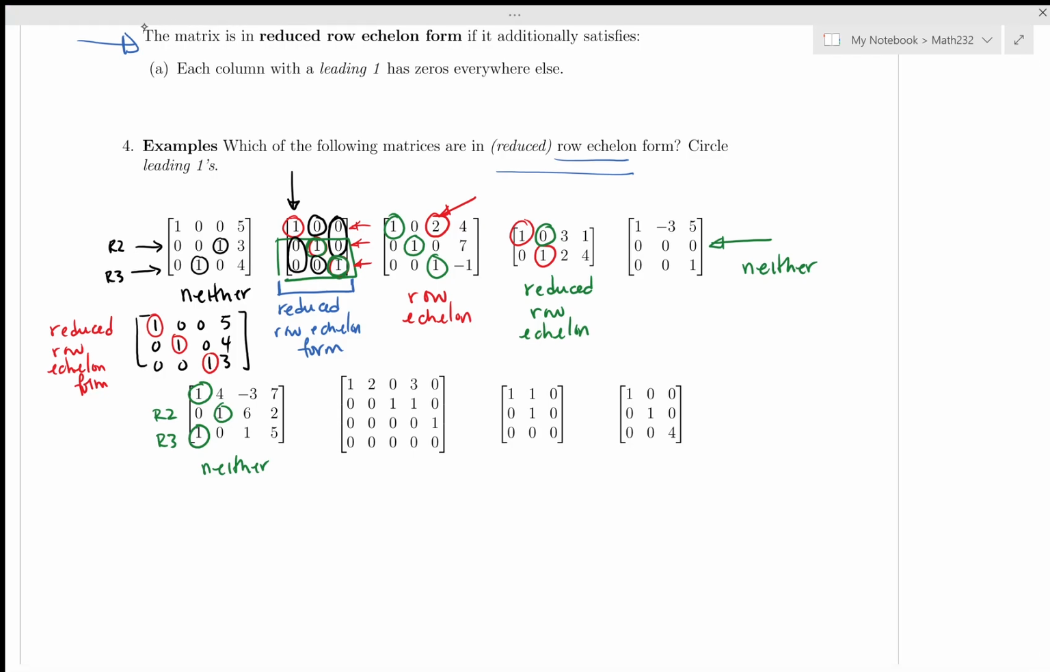Okay, next one over. Leading 1, leading 1, leading 1, and leading 1. I see that the zero row is at the bottom. The leading ones move to the right as I go down. I see that there are zeros in the columns that have a leading 1: here's a column with a leading 1, those are all 0, and here's another column with a leading 1, and those are all 0. So in fact, this one is in reduced row echelon form.